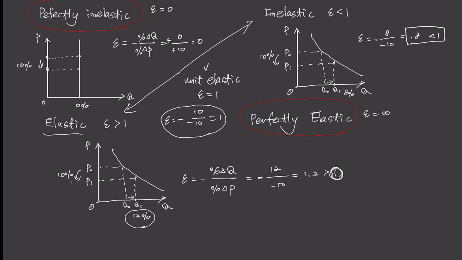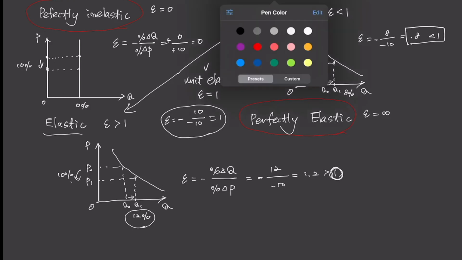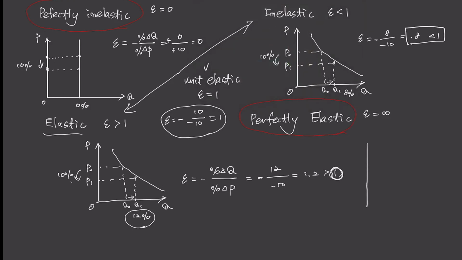Lastly but not least, we're looking at another extreme case right here: perfectly elastic cases. You can guess what it looks like. The perfectly inelastic case is a vertical line. The perfectly elastic case is a horizontal line, so the demand curve looks horizontal. Yeah, that is the perfectly elastic case.